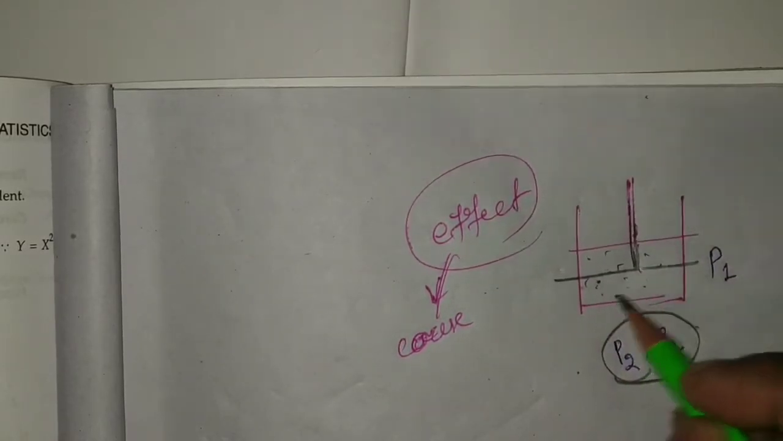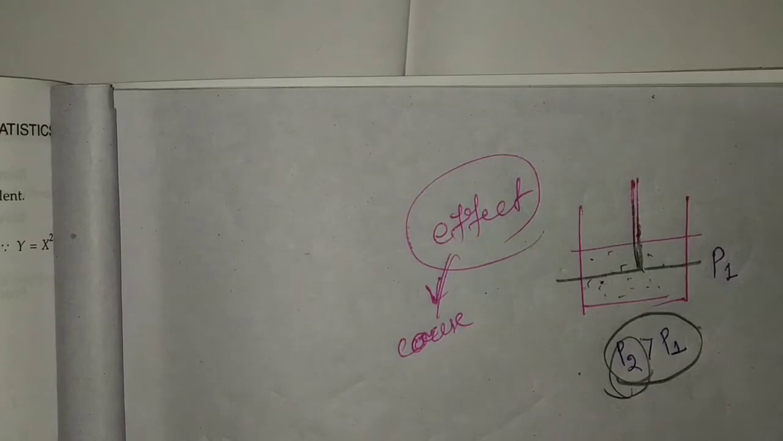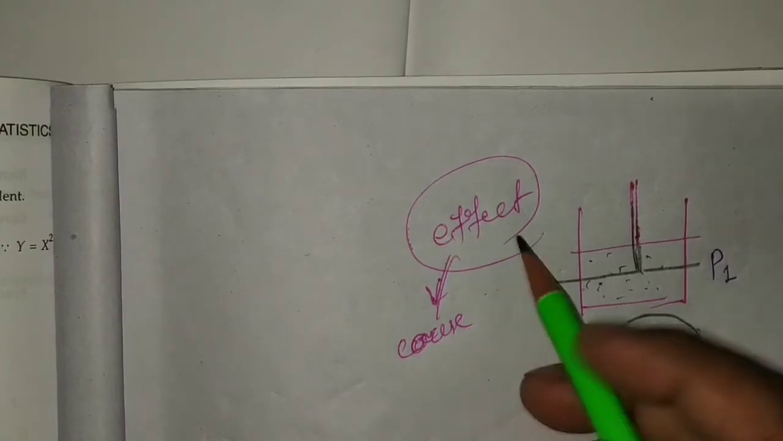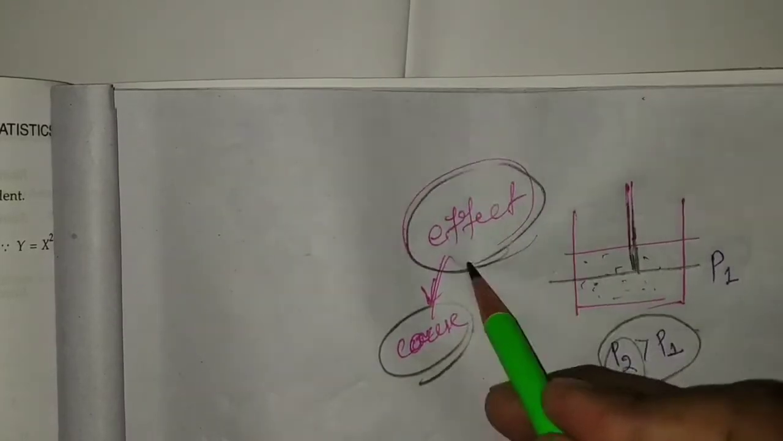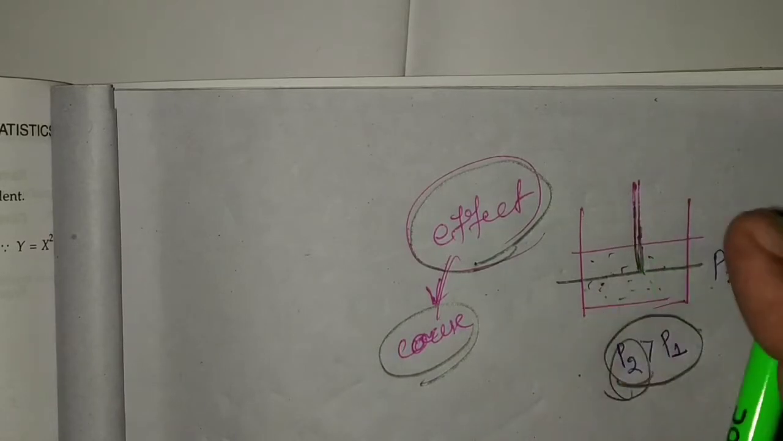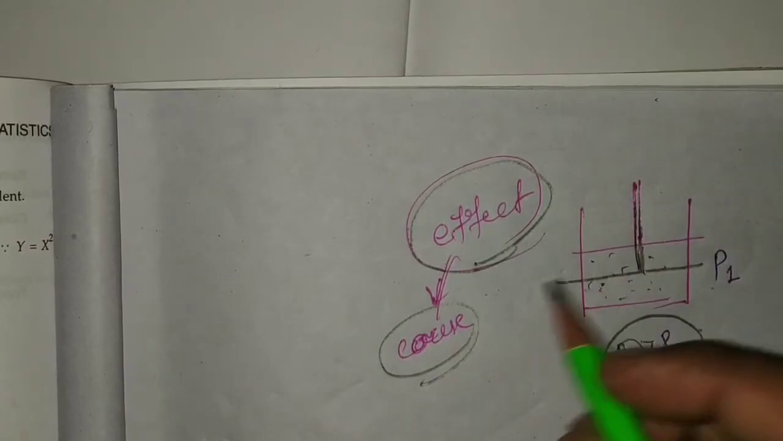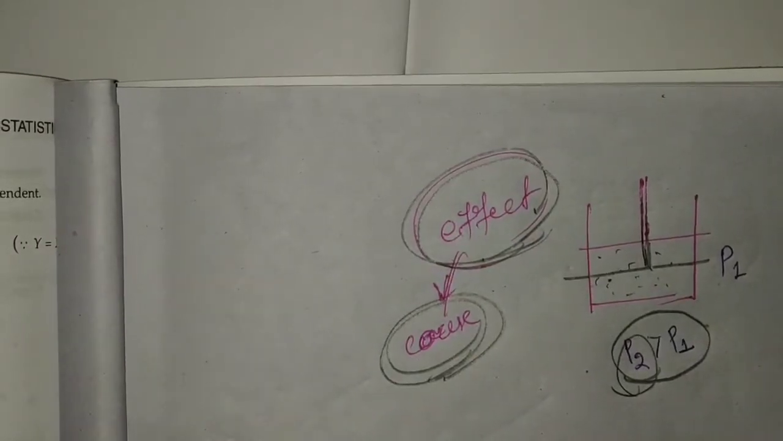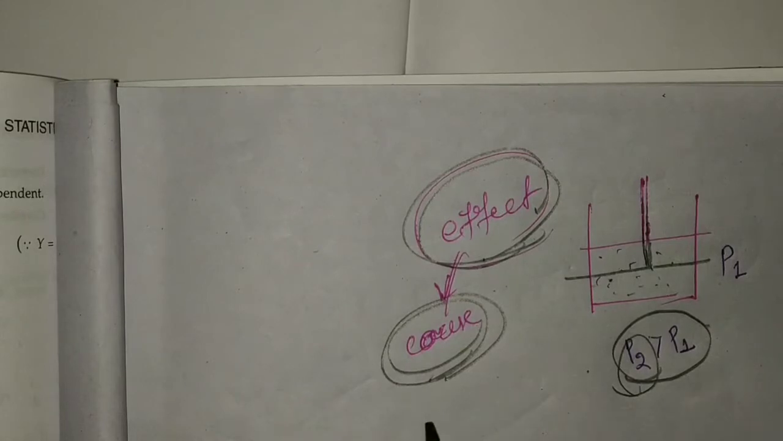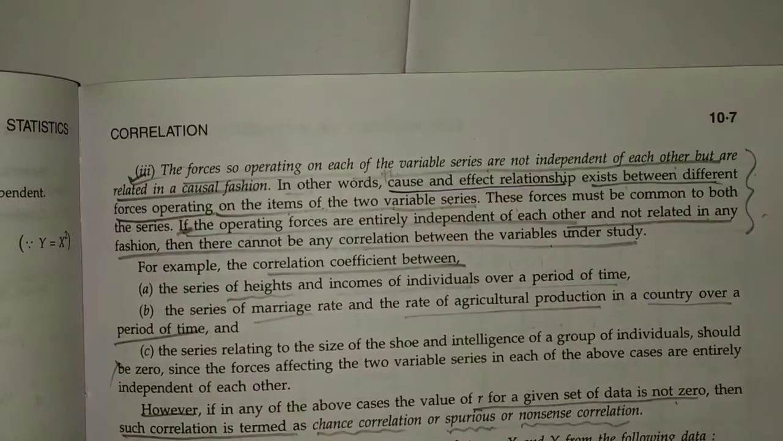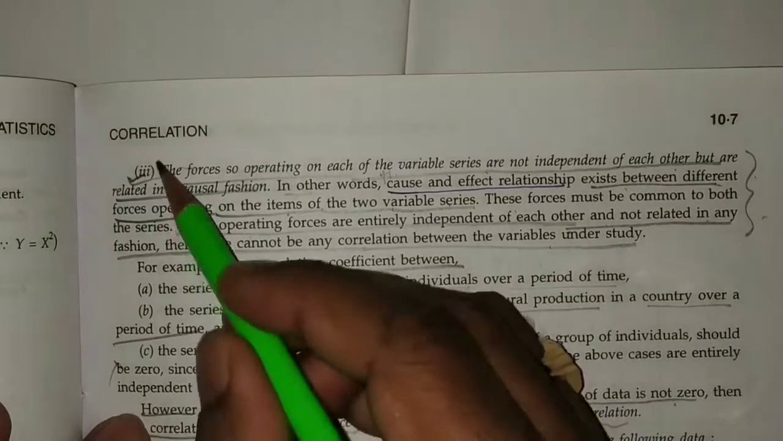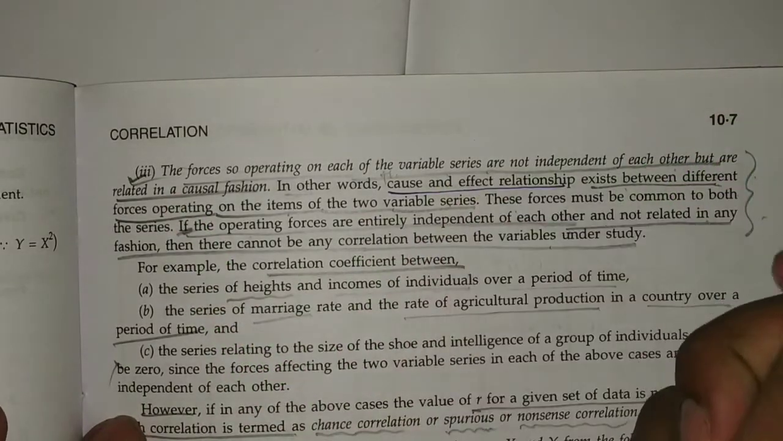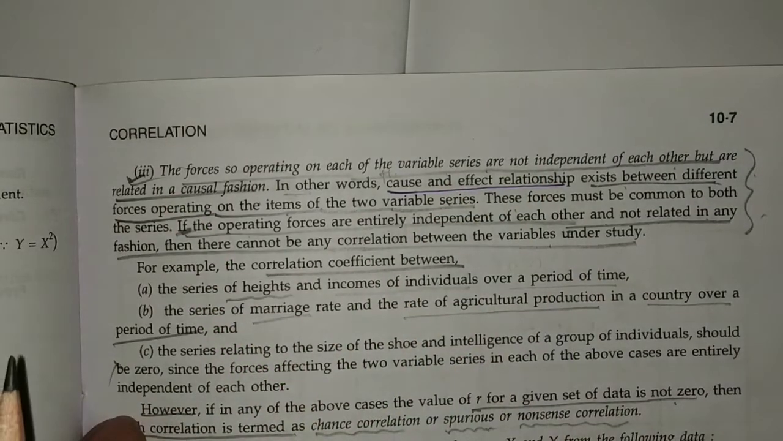Hence the pressure has been increased. So without any cause, an effect could not happen. That we know. So if there exists any cause for an effect, at that time the Karl Pearson correlation coefficient is needed. Okay. So for this third point, you just write down only one sentence.